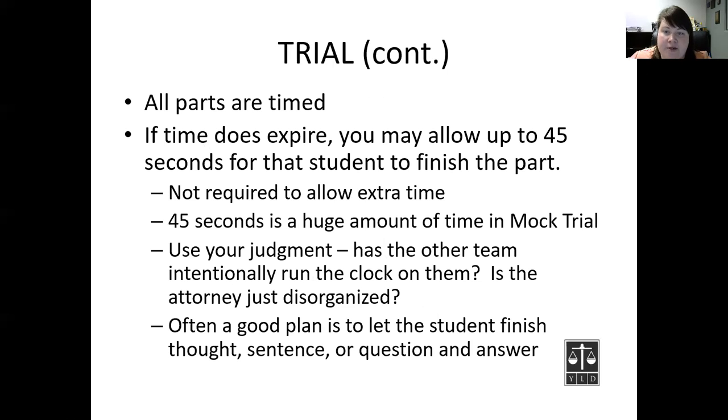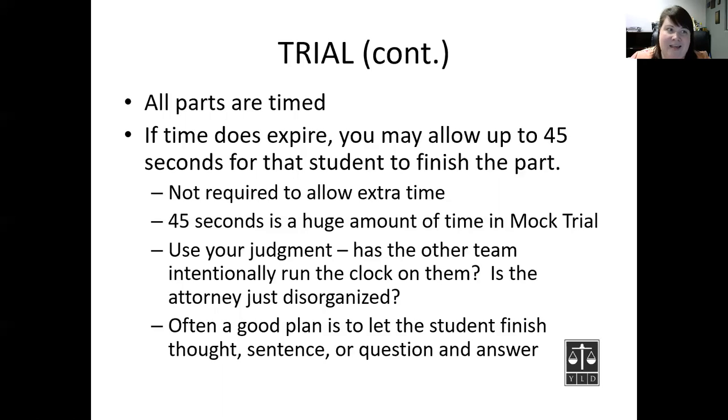All of the parts of the trial are timed, as we discussed. You don't have to know what the time limits are. The student timers should be on top of that and be taking care of that. If time does expire, the timers should let you know. They should clearly and audibly tell you time has expired. You have the right to allow the student up to 45 seconds to finish that part. Now, the thing you need to know is, number one, you're not required to allow that extra time, and number two, 45 seconds is a huge amount of time in mock trial.